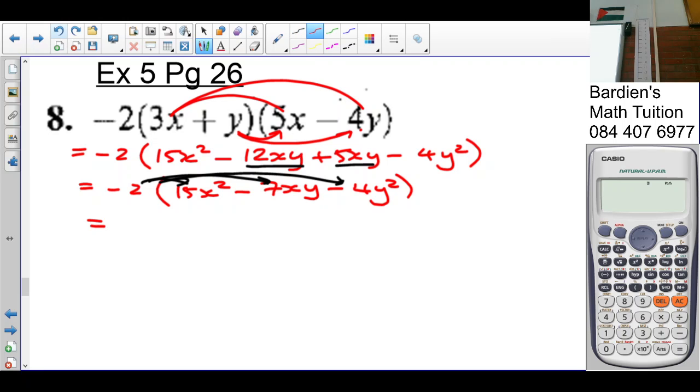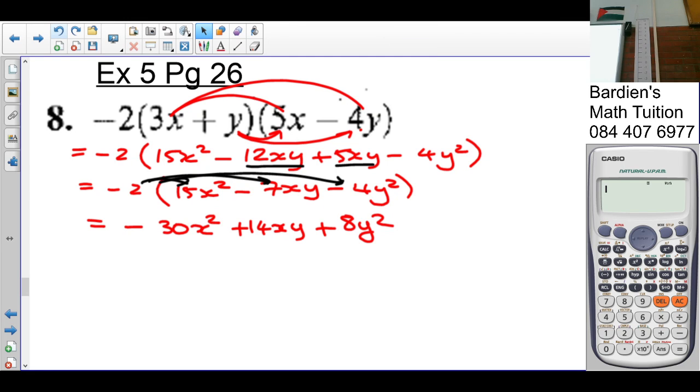Multiply, what do we get? Negative 30x squared. Negative 2 times negative 7xy, positive 14xy. Negative 2 times negative 4y squared, positive 8y squared. You understand, Michael? Yes, sir. Just follow that method. You should get it right.